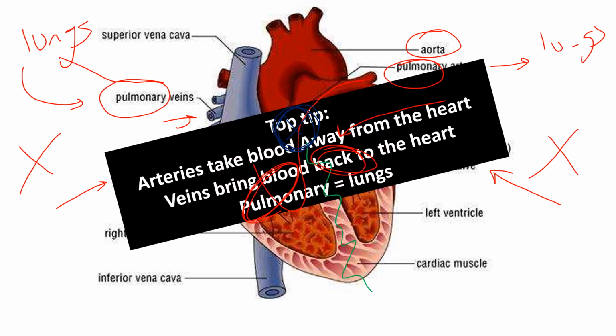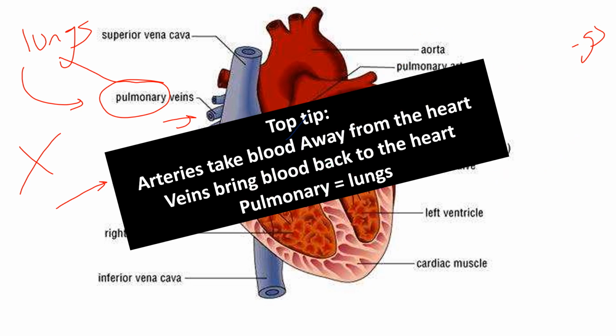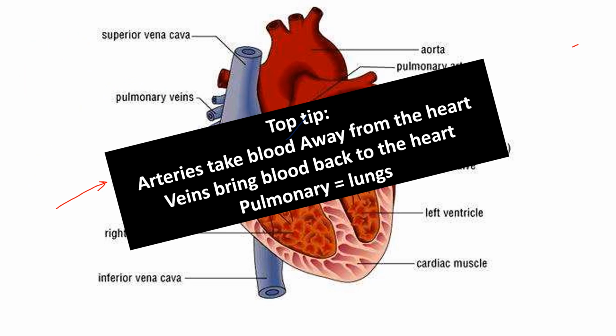Another top tip for you is that the pulmonary system is a little bit different from what you learn at school. At school, we normally learn that oxygenated blood is carried in the arteries and deoxygenated blood in the veins, and it's actually the opposite in the pulmonary system. So one thing that might help you to remember this is that A for arteries, A for away from the heart, whereas veins bring blood back to the heart.